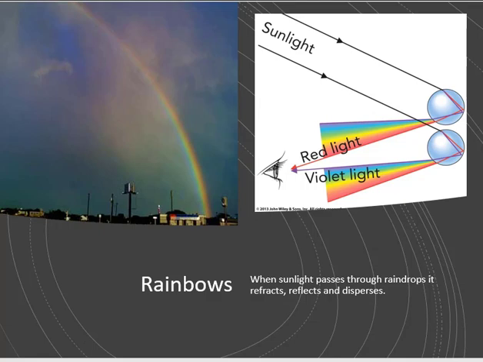It goes in, and then it reflects off the back of the raindrop, and then it's going to refract on its way in and refract on its way out. It's going to end up dispersing along with the white light spreading.